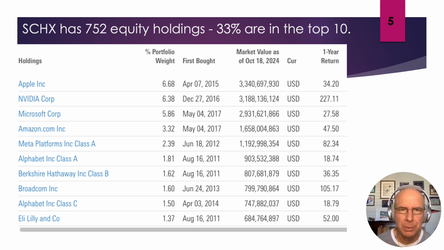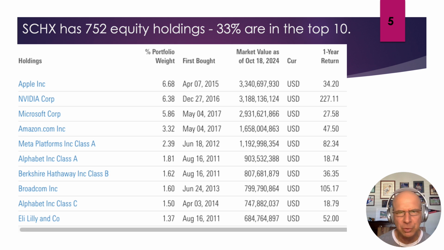Apple, 34.2%. Nvidia, a whopping 227%. Now, it's tough to maintain gains like that year after year, but that's why you diversify yourself. But look at these gains.